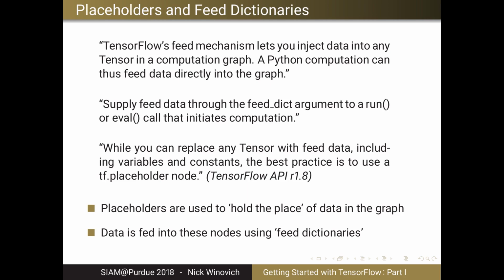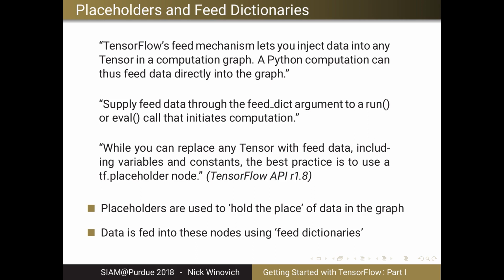So for instance, should it be training or should it be testing? If we have different computational graphs for those two cases, we may want to specify with a placeholder that we are training or we are not training. So we might have some Boolean placeholder.